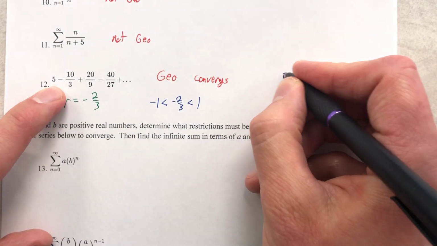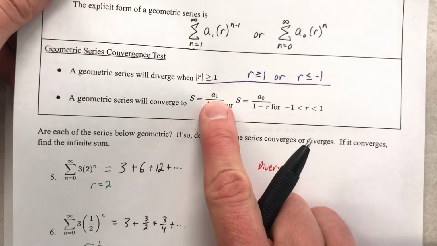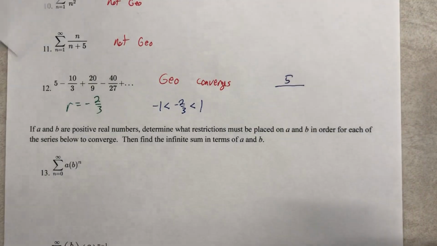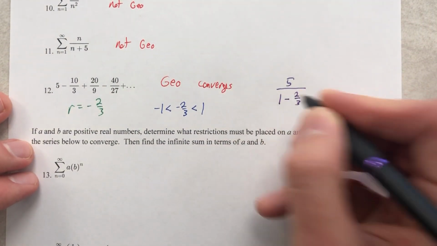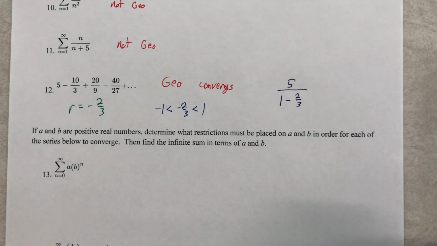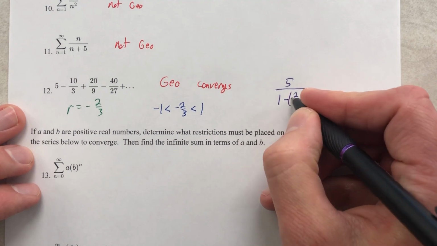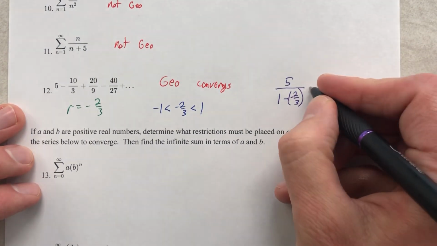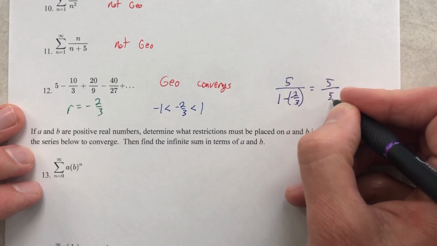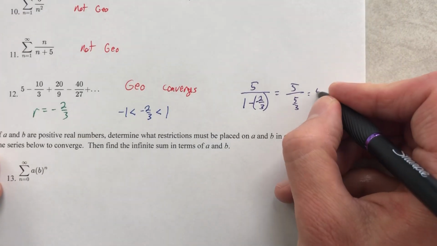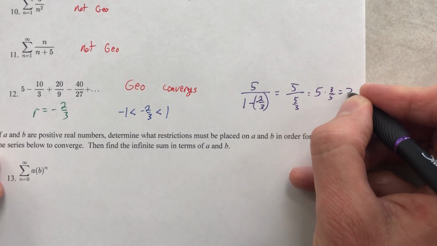Our first term is 5. First term, why do you need your first term? All right, 5 minus 2/3. Right? Wrong. Watch your signs, be careful. 5 over 1 minus negative 2/3. So 5 over 1 and 2/3, which would be 5/3, which is, we'll keep going without a calculator at this point, 5 times 3/5, which is just 3.